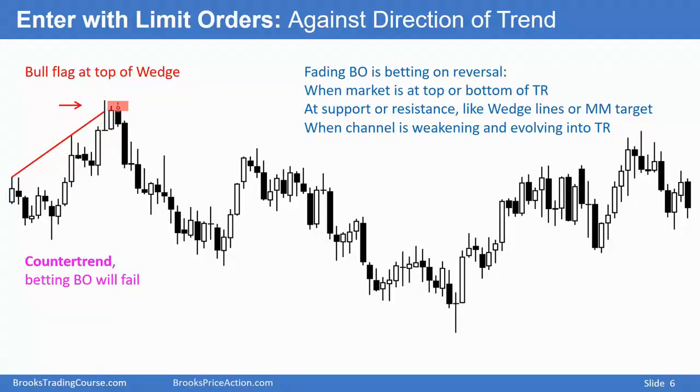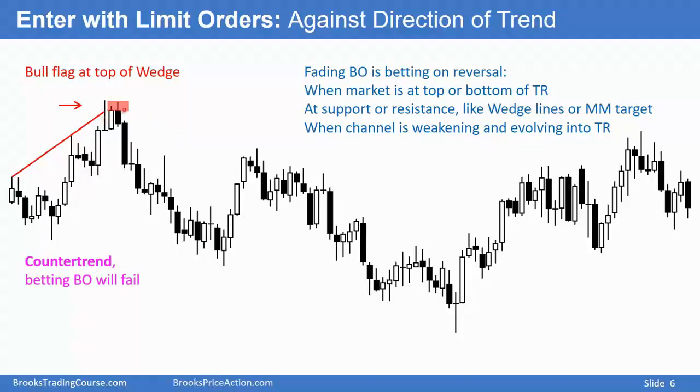Some traders will bet that the breakout above the channel will fail, and they'll place a limit order to sell at the high of this bar or at the high of this bar. If they sold at the high of this bar, their order would not be filled. But if they placed a limit order to sell at the high of this bar, they'd be filled right here, betting on at least a couple legs down from the wedge.